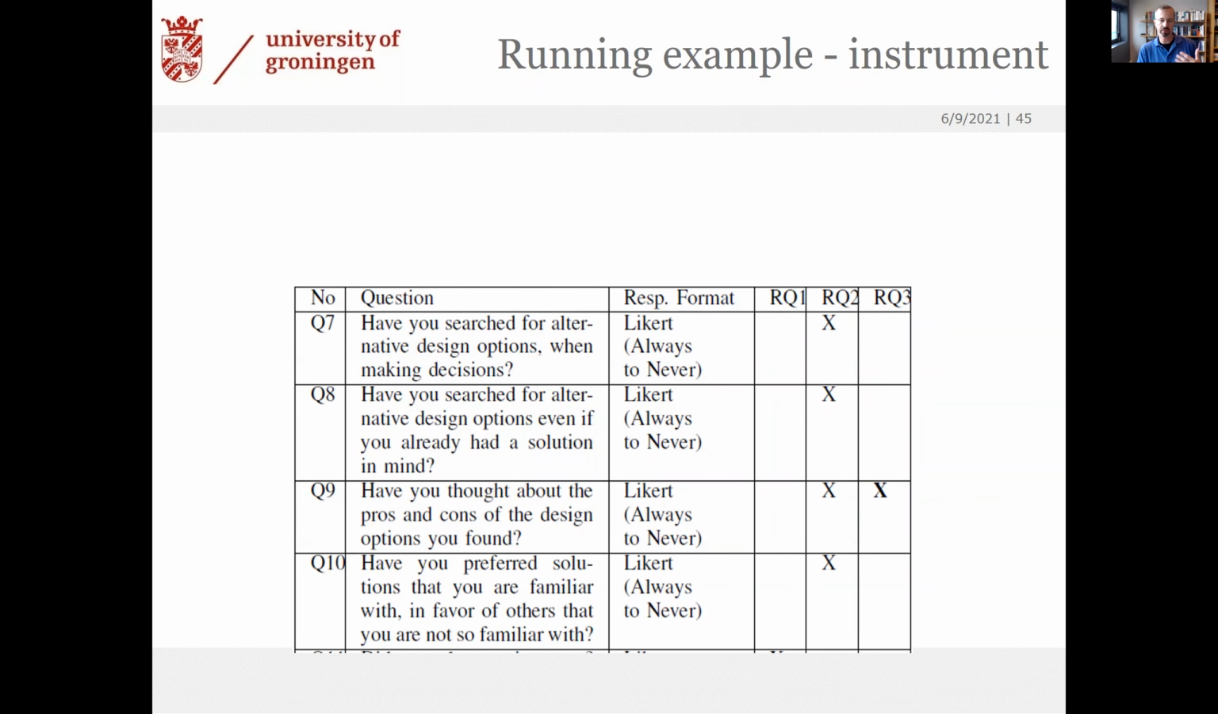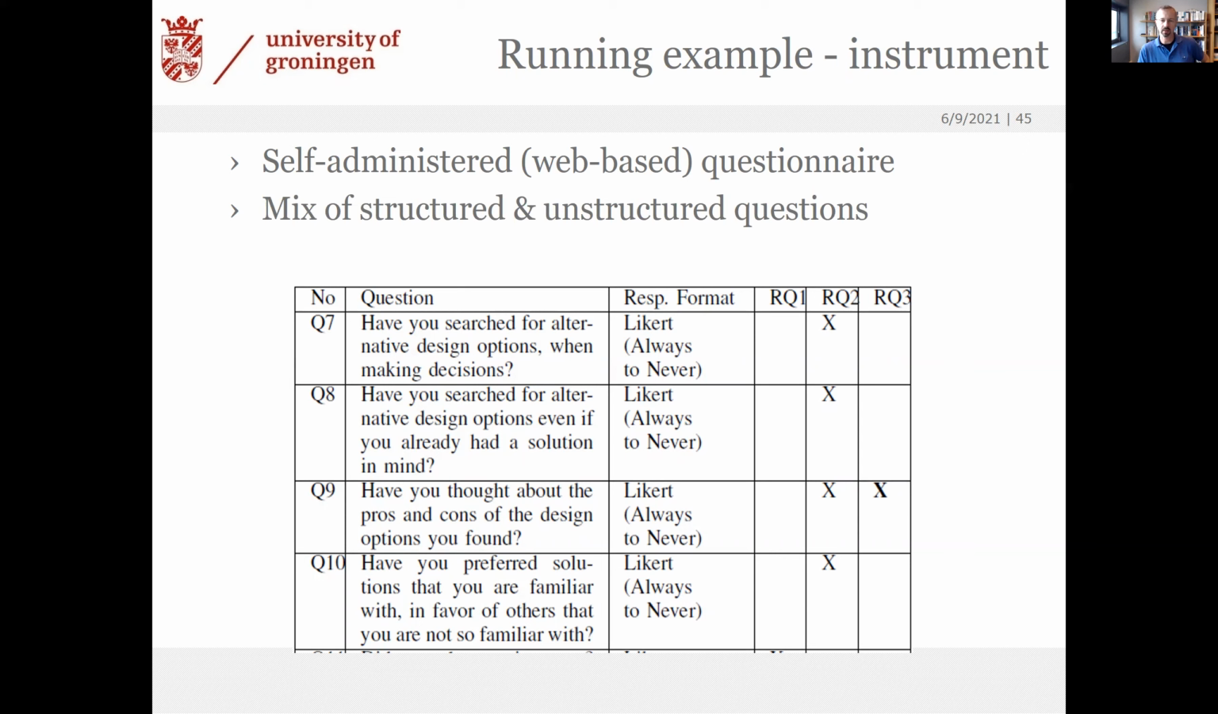So in our case, these were examples of questions we asked. For example, Q7, we asked architects if they search for alternative design options when making decisions. We did the survey through a self-administered questionnaire, so they would just have to go to a web page and fill it in. We mixed structured and unstructured questions, so open-ended questions were also there for us to get a bit more deep information. And we did a pilot with 4 architects from the target population. This is really important for validity. We'll cover validity right at the end of this lecture.